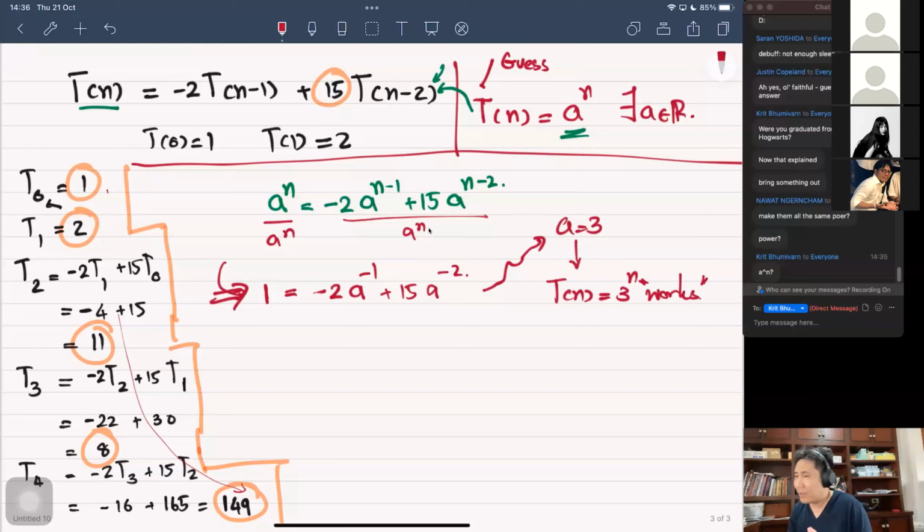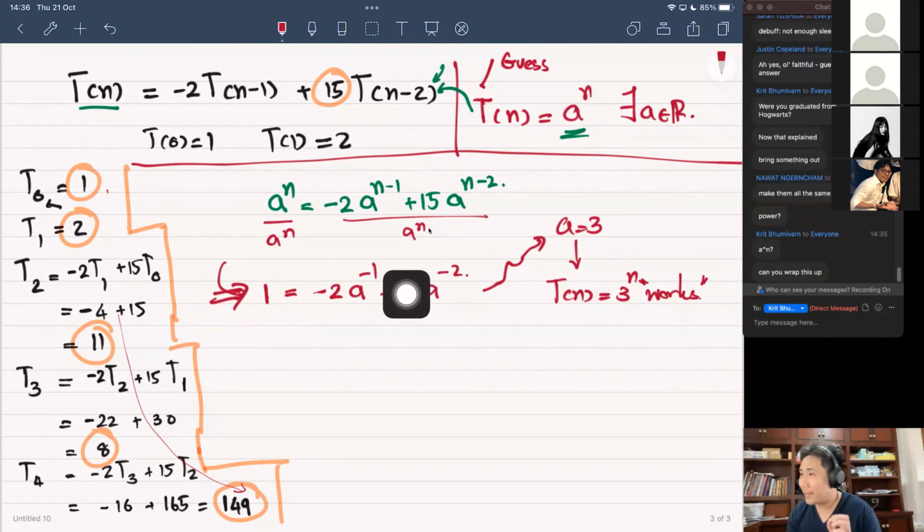Before we do the algebra, I want you to see the big picture that if we solve for A and A comes out to be 3, which I don't know if it is, that means 3 to the n works. That means we find at least one solution. Is everyone good? Any questions so far? This is a very important point. I want to pause here a little bit before we do the algebra.